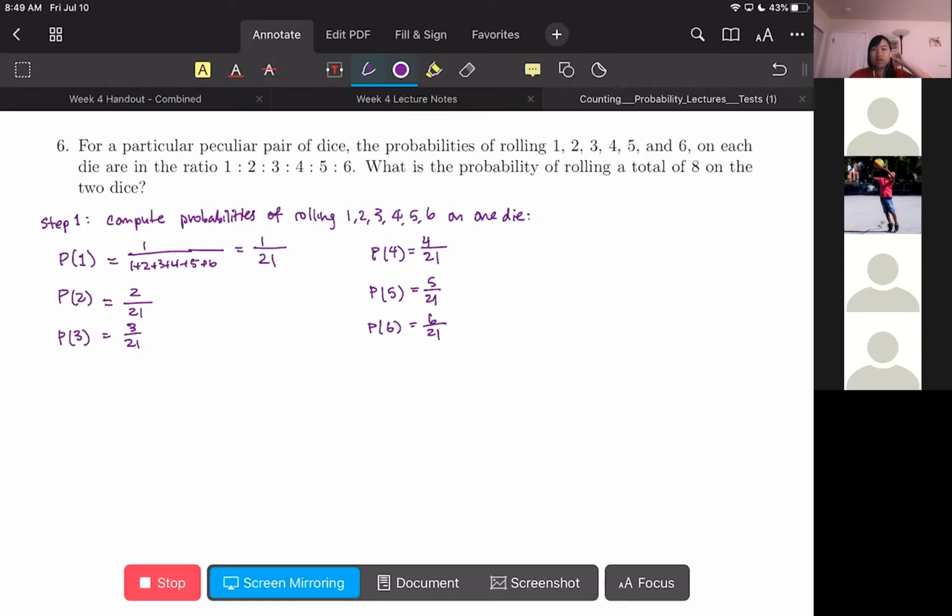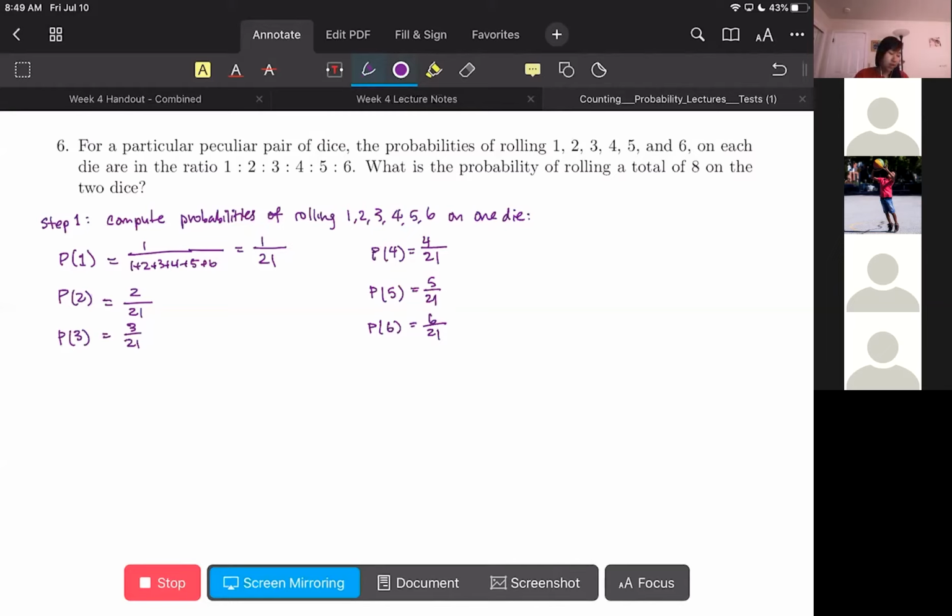And so we can sort of gut check this, right? The probabilities should sum to 1 because you have to roll 1 through 6. So if we sum it, we get 21 over 21. And then we can also check the ratios are right. So if you take the ratio of the probability of 1 to the probability of rolling 2, you get 1 to 2. And so the ratio you get is 1 to 2 to 3 to 4 to 5 to 6.